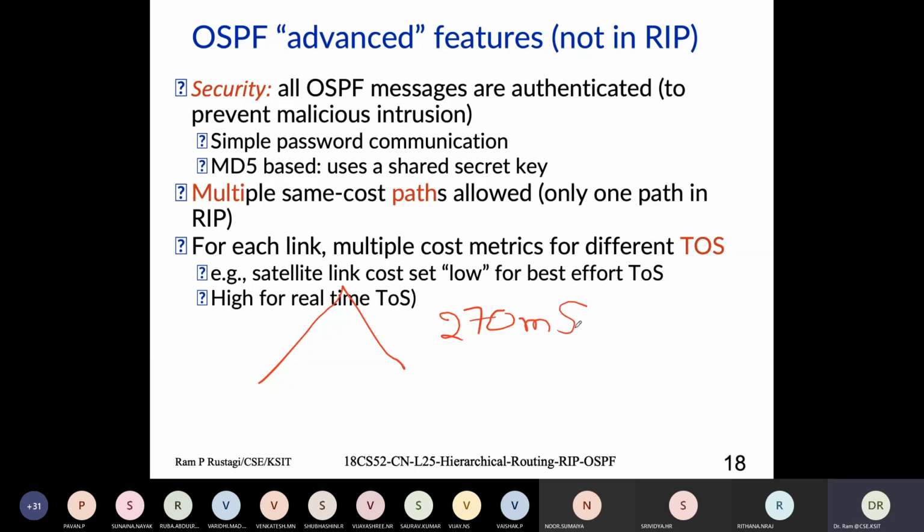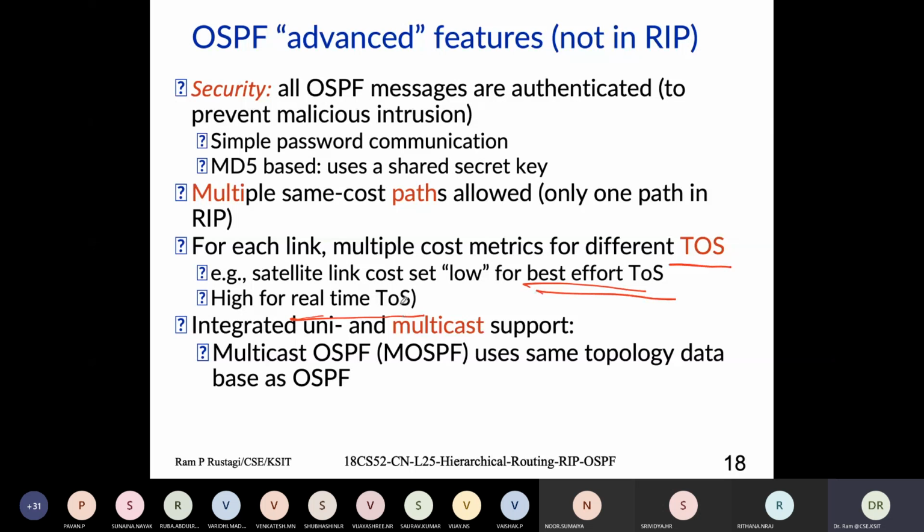Now this delay is way too high for real-time voice communication, because for voice we expect the delay to be less than 100 milliseconds, and this is already more than 200 milliseconds. So we wouldn't want a satellite link to be used for real-time voice traffic, but for data traffic this link is great because it's high bandwidth. So we'd like our routing protocol to differentiate the kind of traffic we are sending, what is called type of service. The satellite link will have two costs: one cost for best effort data traffic, and one cost for real-time traffic, for example voice traffic. That means I can send different packets on different routes, and that support is also given by OSPF.